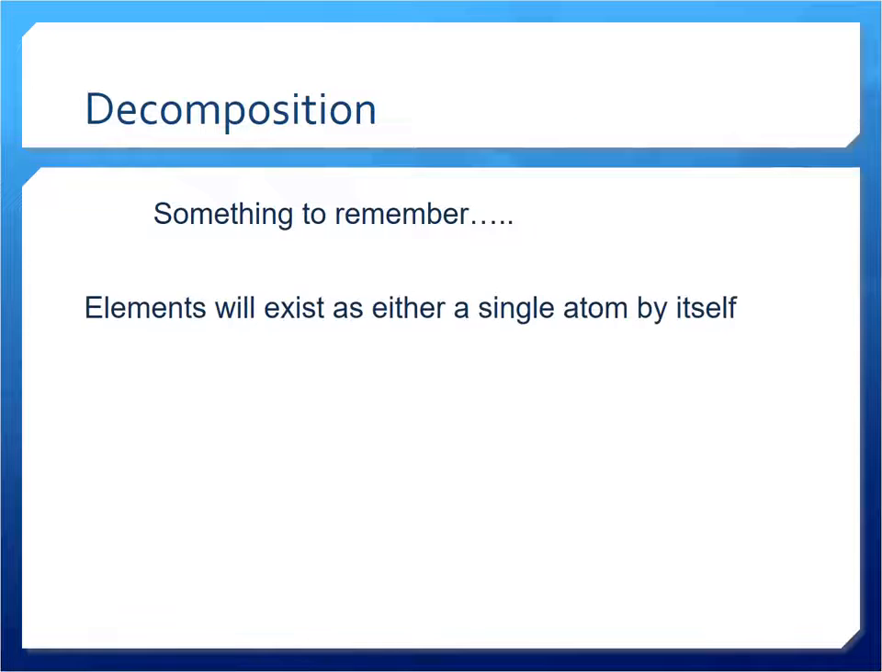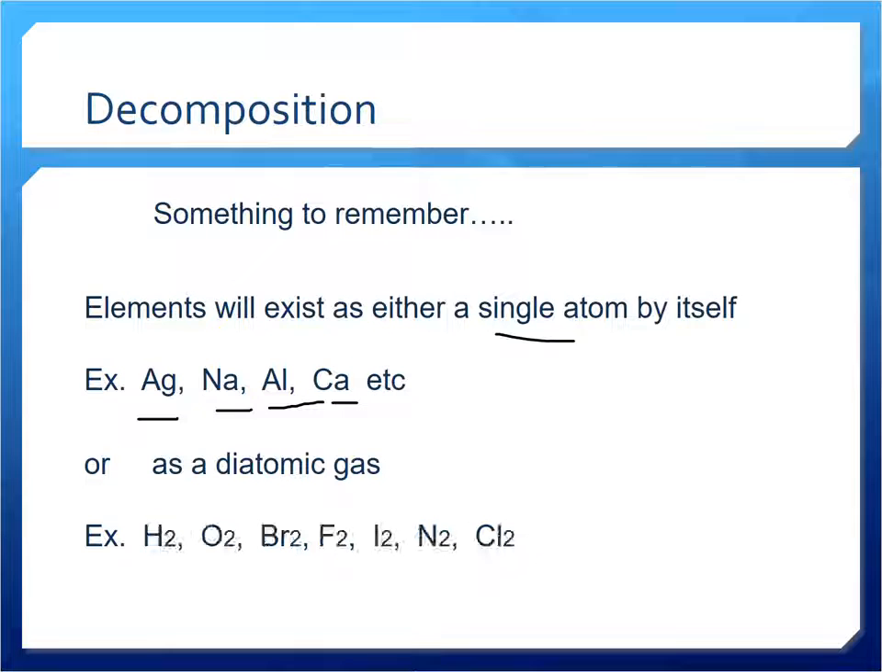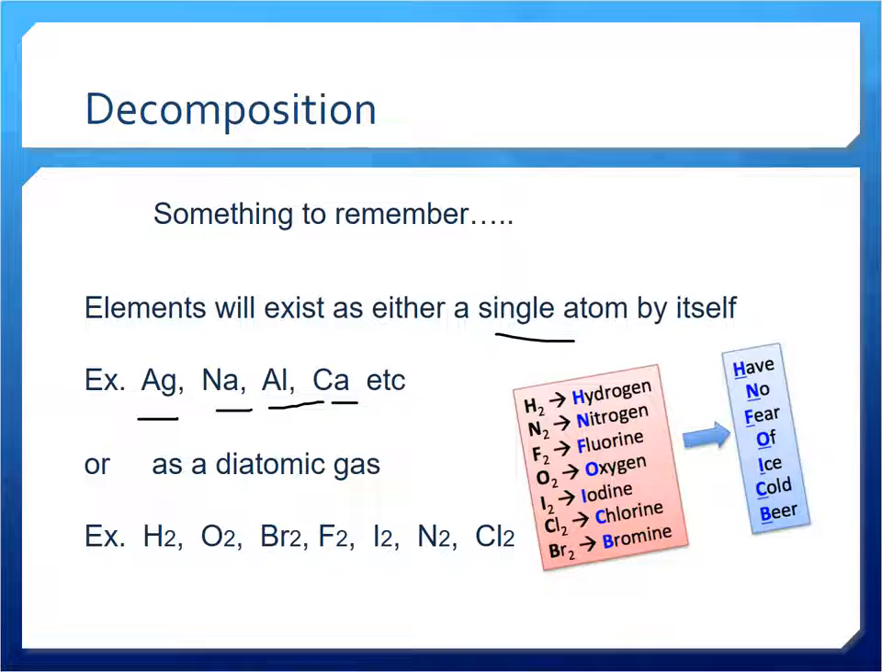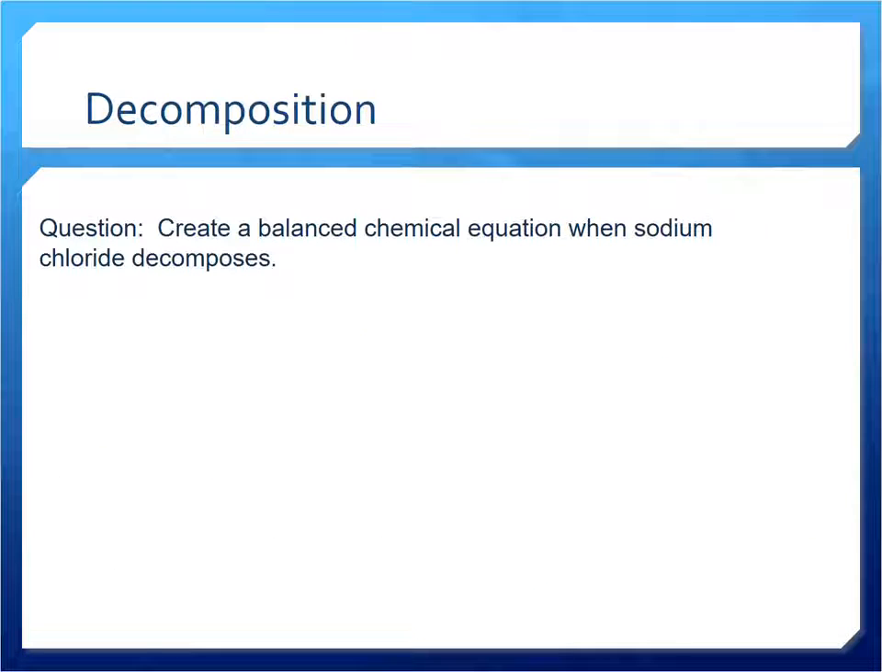Now something we need to remember here is that elements are going to exist as a single atom by themselves, such as these examples here, and all these are metals, or as a diatomic gas, the Haber-Finkel gases. So when we go to decompose a compound, we're going to have to think about, do we have a regular metal or do we have a diatomic gas, and adjust our formulas accordingly. So let's take a look.